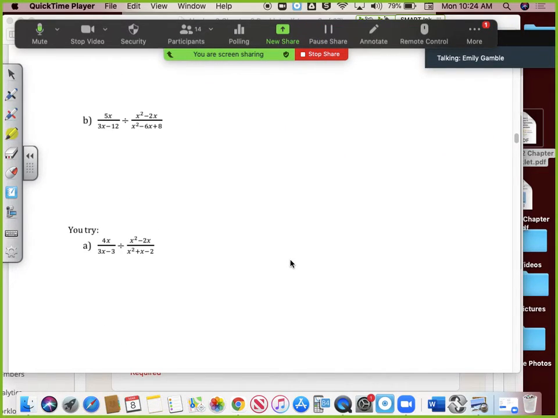So in letter B, in order to divide any fractions, the first thing I'm always going to do, before I even factor, is set it up so that there is no more division. To get rid of the division, you keep the first fraction the complete same way that it comes in the problem. You change the division to be multiplication, and you flip the second fraction upside down. So it's going to be x squared minus 6x plus 8 on the top, and then it's going to be x squared minus 2x on the bottom.